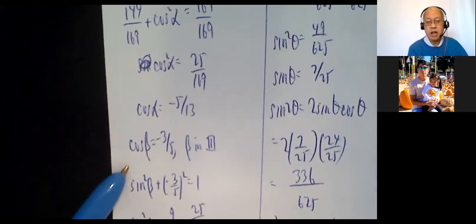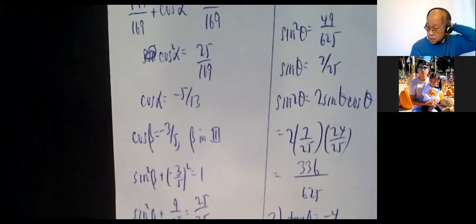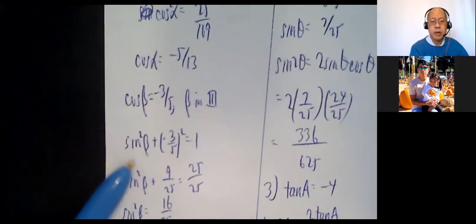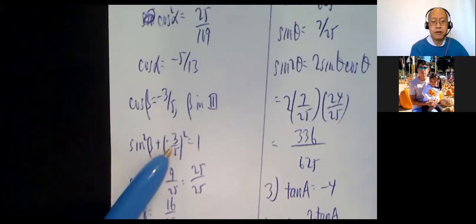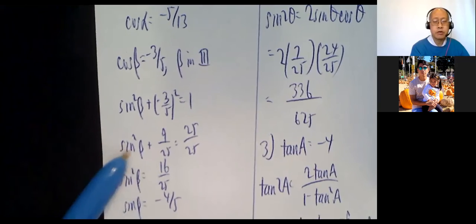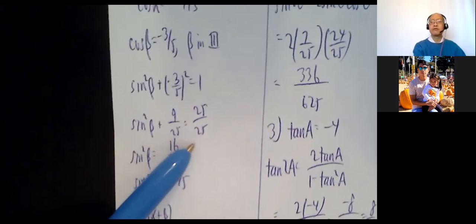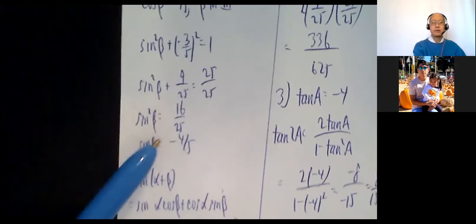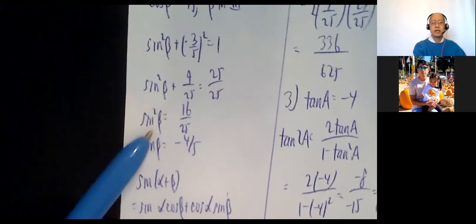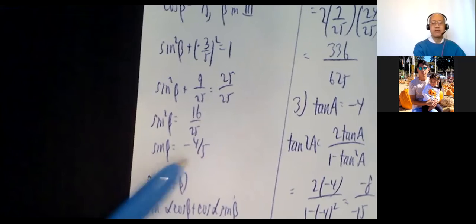Okay, then we have cosine of beta is negative 3/5. Beta is in quadrant 3. That means sine is also negative. Sine squared of beta plus negative 3/5 squared is 1. Negative 3/5 squared is 9/25. Sine squared beta plus 9/25 equals 1, in the form of 25/25. Subtract, 16/25. Take the square root, include the negative because I'm in quadrant 3. Sine of beta is negative 4/5.